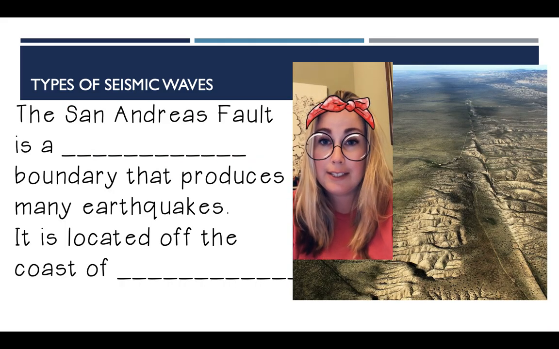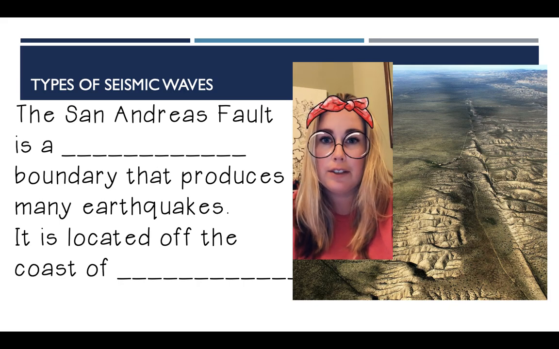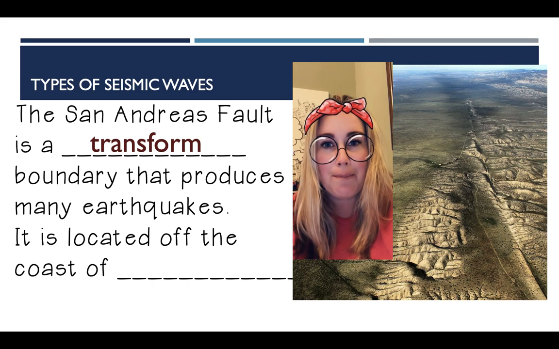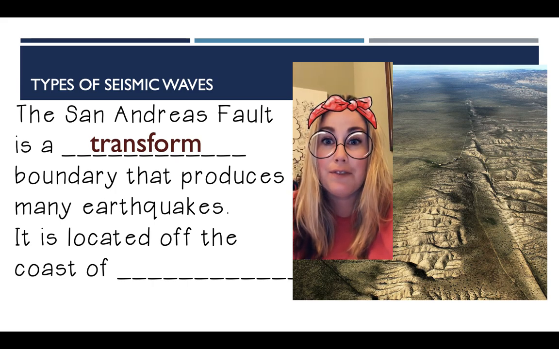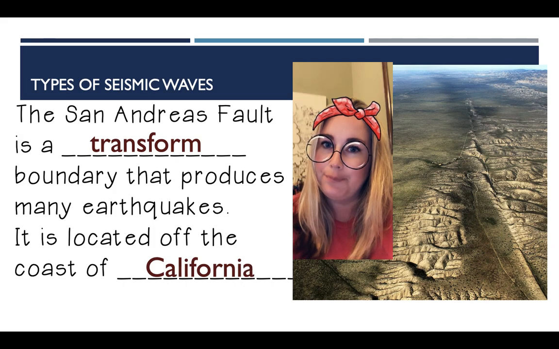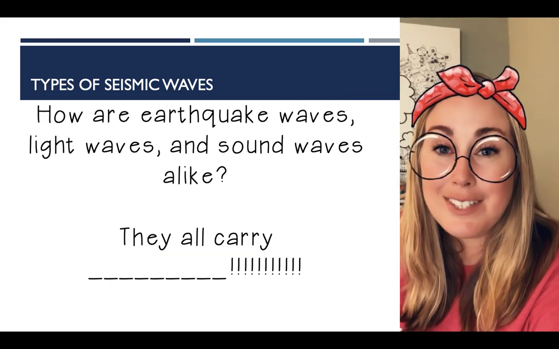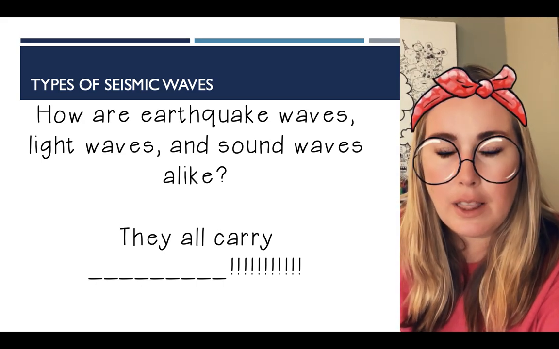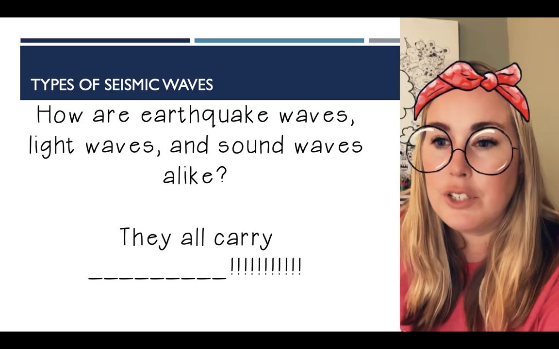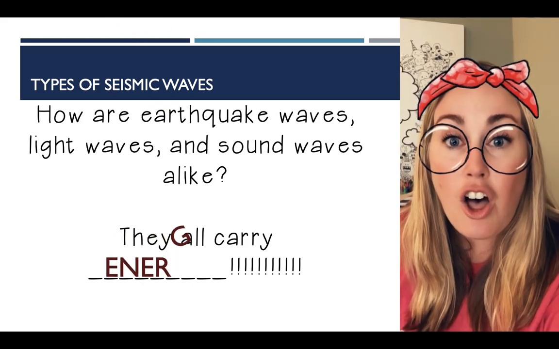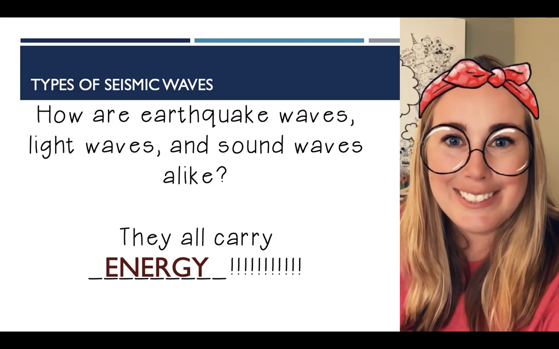The picture on this slide is of the San Andreas Fault. You know what type of boundary that is. It's a transform boundary. This fault can be found off the coast of California. So we've studied lots of waves this year, but all of these waves, light waves, sound waves, earthquake waves, they all have something in common. They all carry energy.